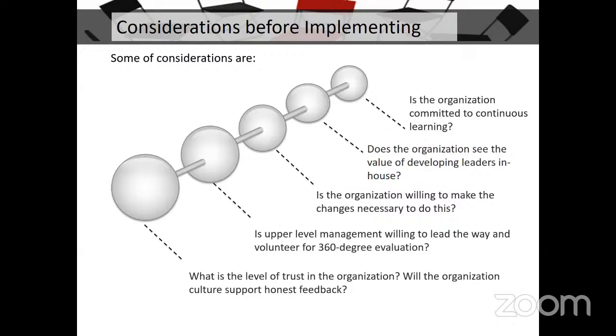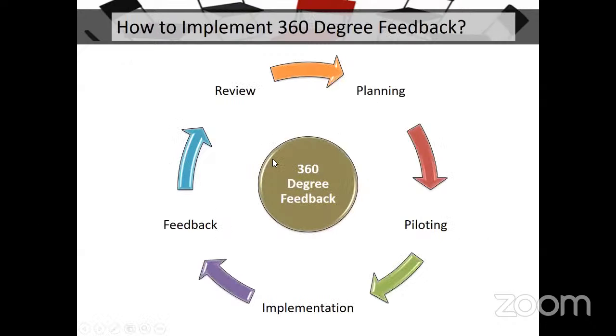Once the ground is well leveled, you know you have the support, the culture supports it, the senior management supports it, the organization is willing to make that change. They have seen the essence of developing leaders and they're committed to continuous learning, then that is the right time to implement it. In case there's one or two things missing, look for ways of having the buy-in. Like I said, use data, use whatever you have. There'll be something that you can use to sell this wonderful tool to the management. And once you've done it, then you implement it.